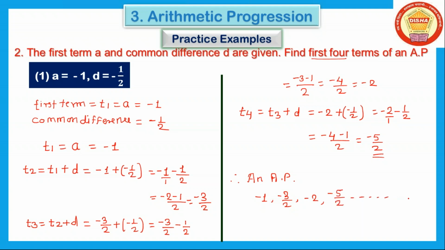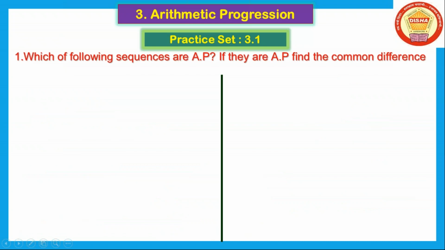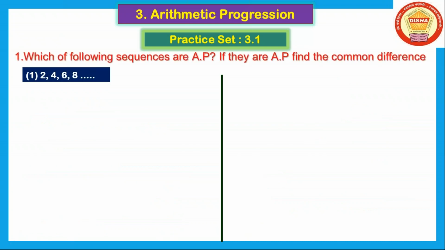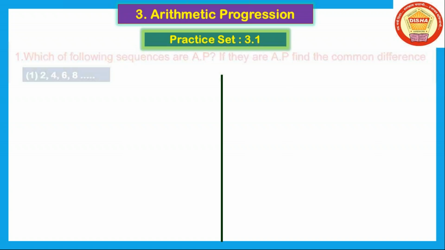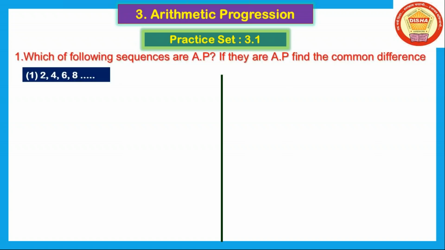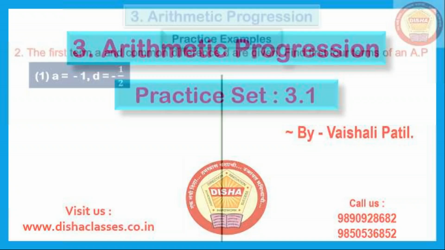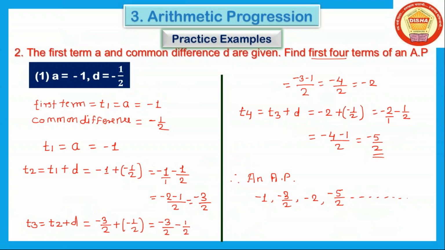Then we will get many terms for the given sequence, but the question is asking that here we have to find 4 terms. So here we find the 4 terms. Which are the 4 terms? Negative 1, negative 3 upon 2, negative 2, negative 5 upon 2. These examples are based on today's theory part.